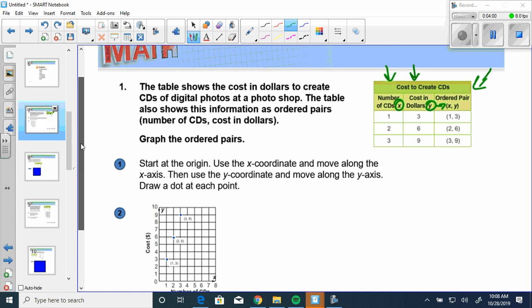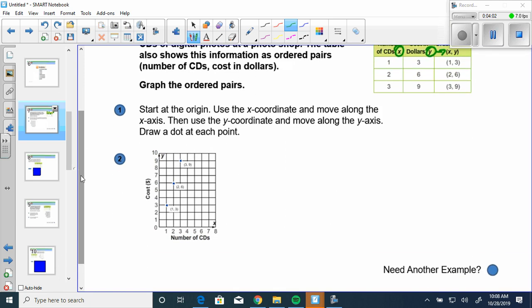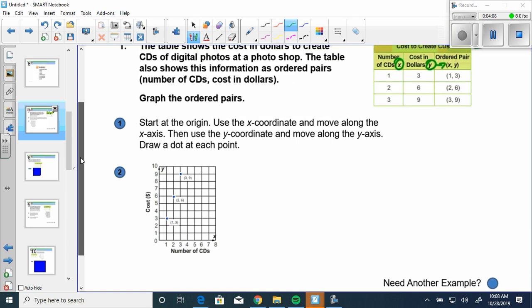Graph the ordered pairs. So start at the origin, use the X coordinate and move along the X-axis, then use the Y-coordinate and move along the Y-axis. So this is the point (1, 3). We have an X of 1, a Y of 3. So start at the origin, go right 1, up 3. The next one, start at the origin, go right 2, up 6. The next one, start at the origin, go right 3, and up 9.